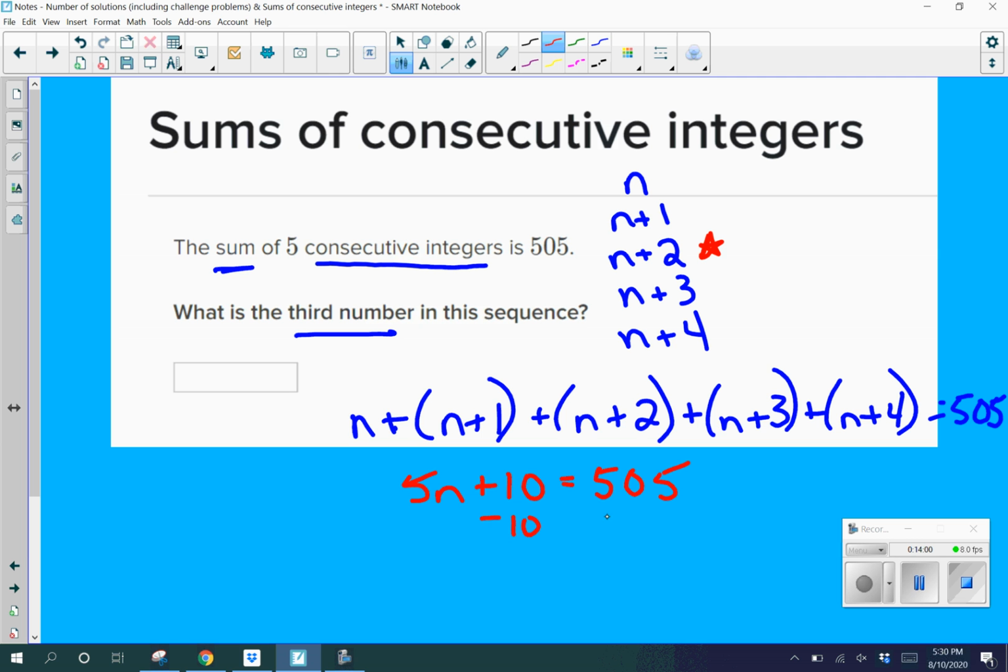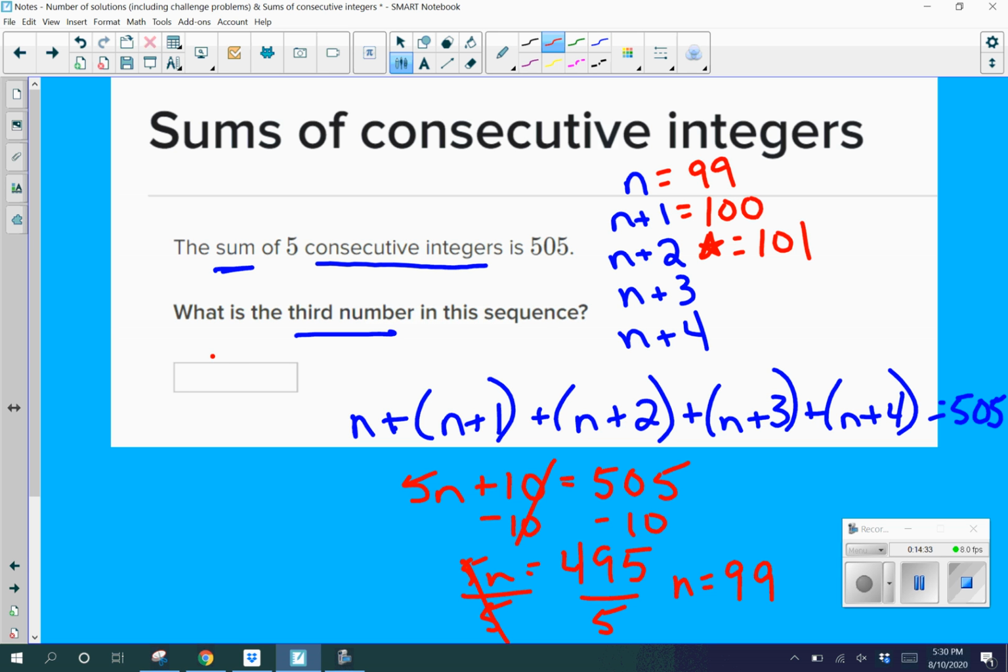We're going to subtract 10 on both sides. That leaves me with 5n equals 495. And then when we divide through by 5, that leaves us with n equals, 5 goes into 49 9 times, so n equals 99. So that means n is 99, which would make the next number 100, and would make the third number in the sequence 101.